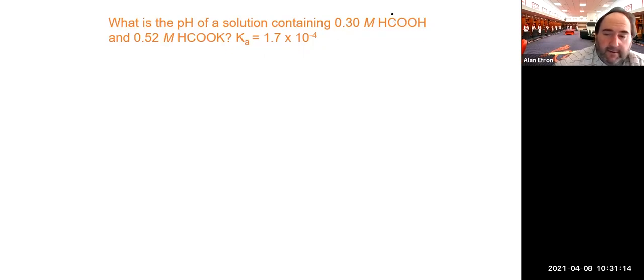Be looking for this in this problem. Well, we've got a solution that contains 0.3 molar formic acid and 0.52 molar potassium formate. So they definitely look related to each other. We've got a Ka value. This would be our weak acid, and this would really be our conjugate base here. How do I know this guy here is not the acid? Well, it's got a potassium, right? So this is really formate. This guy's got the extra hydrogen, which it needs to donate, right? That makes it the acid. So again, here we have two things that are really related to each other. This is really a common ion problem.